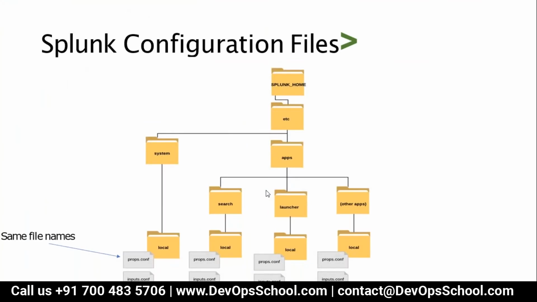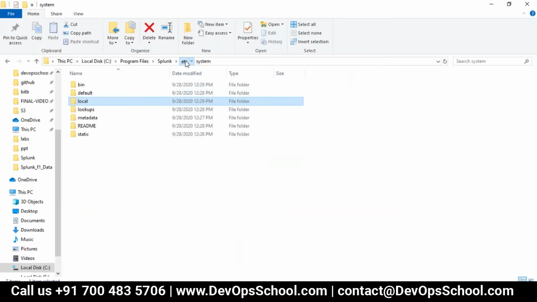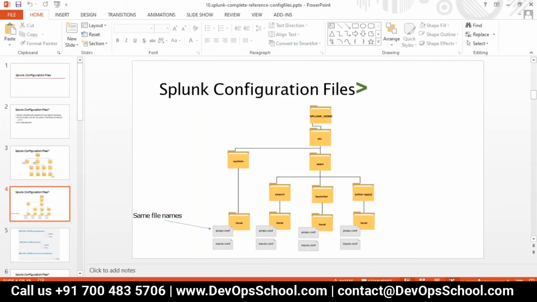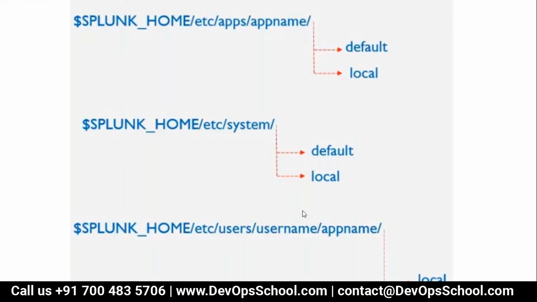Inside the system also you'll find the two directories, local and default. Inside the app also you'll find a system, local and default. Inside the user directory also you'll find a system and local. Again, if you do not find it, you can also create it. For example, here you have users, admin, and see here there are applications: launcher application, search application. If you go here, see a local is there, default is not, there's no problem, you can create it if you want it. So it depends on the need. User default is not needed because you set at the system level many times. So yes, this is the skeleton.